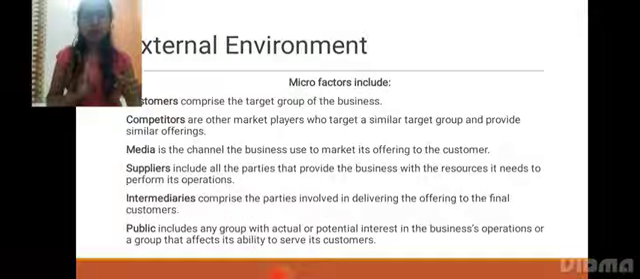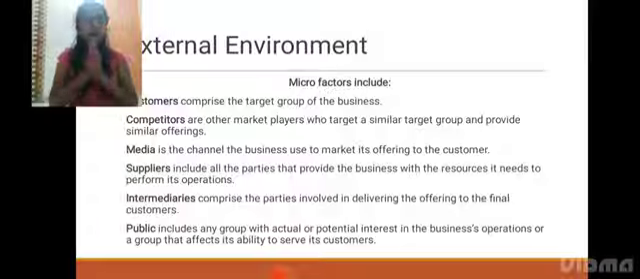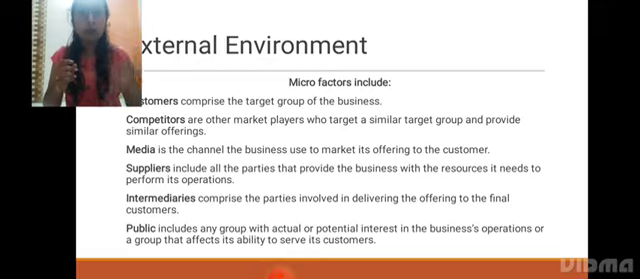Then media is the channel that a business uses to market its offering to the customer. Media is a major and most influencing channel to influence someone. Media has a positive impact and a negative impact also. If I want to promote my business nowadays, I'll use social media, then electronic media, then print media.